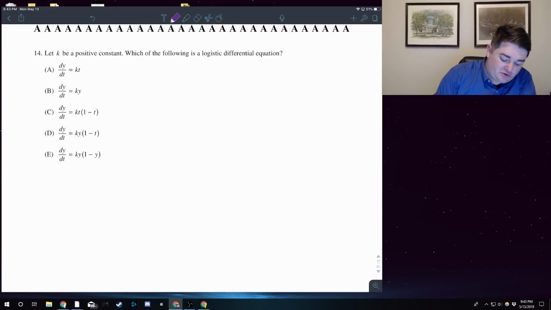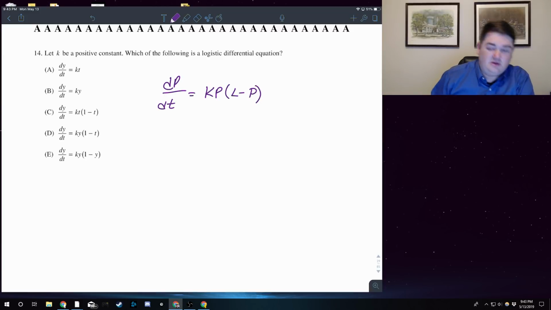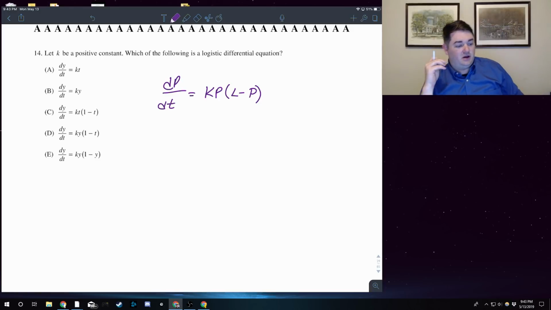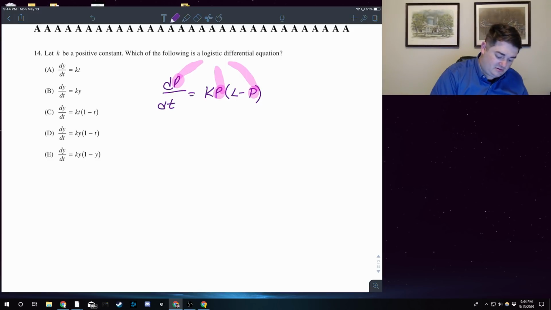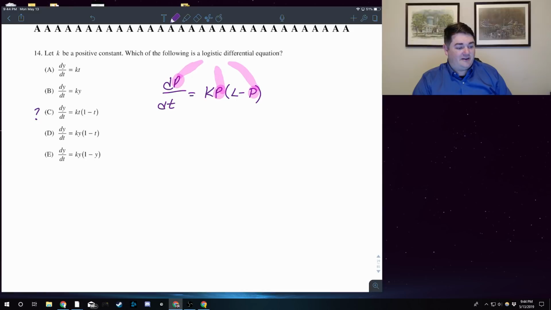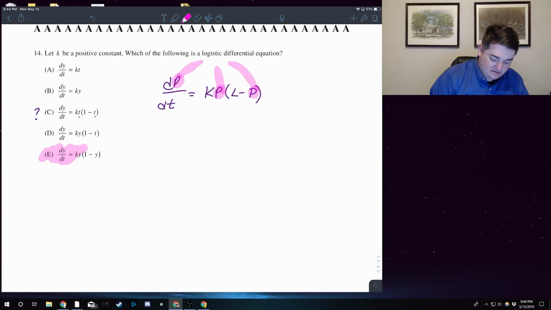Okay, logistic differential equations, this is what I teach my students. dP/dt equals kP times (L minus P). That's the form that we're looking for. Your teacher might teach it differently. This is how I like it. What's interesting to note and what you need to remember is that these variables all need to match each other, and they are the dependent variable. So the trap answer, if you will, is C. C looks good at first, but these T's are the independent variable. The correct answer is E.